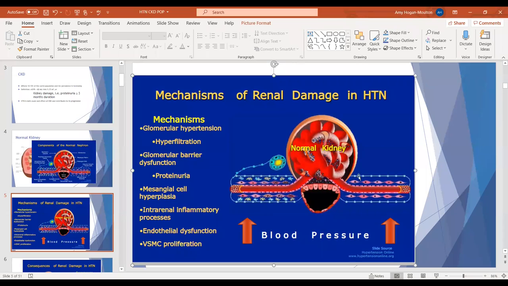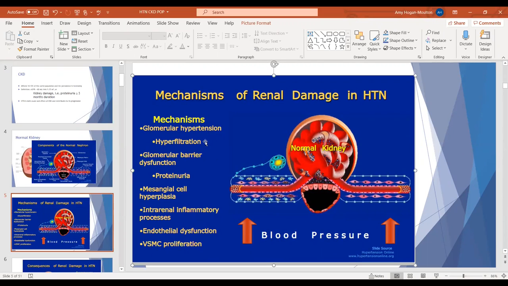So, the glomerulus, this is normal. These are the insults, like blood pressure, but imagine a million of these little baby glomeruli. They really don't like high blood pressure. They tend to get insulted and damaged over time. And that's what we focus on, trying to delay progression or worsening disease.